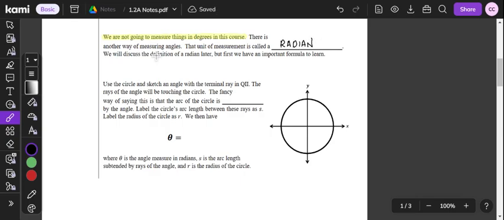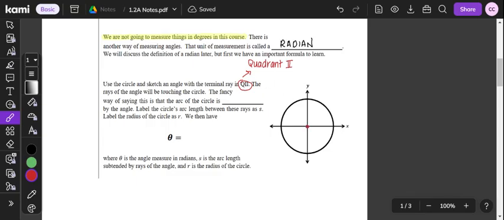All right, we will discuss the definition of a radian later, but first we have an important formula to learn. So let's jump down here to this picture. It says use the circle and sketch an angle with the terminal ray in quadrant 2. If this throws you off, maybe do a quick label. The Q just means quadrant. So this is quadrant 2. All right, let's go ahead and do that. I'm going to sketch an angle with the terminal ray in quadrant 2.